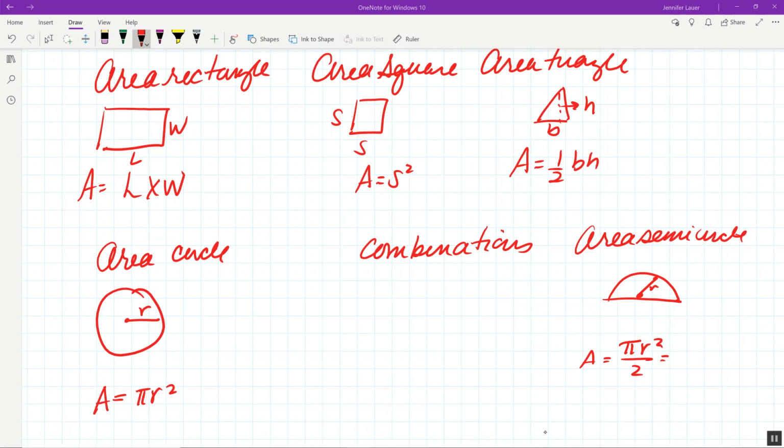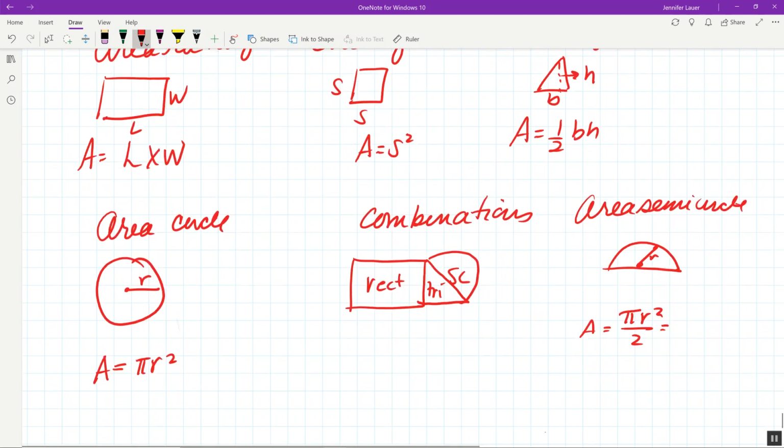Okay, and then the combination is going to be like if you have something like this, and then a semicircle. So here you'd have a rectangle, you'd have your triangle, and here you'd have your semicircle, where we would combine the different formulas. So let's do a couple problems just to kind of cement what we have here.